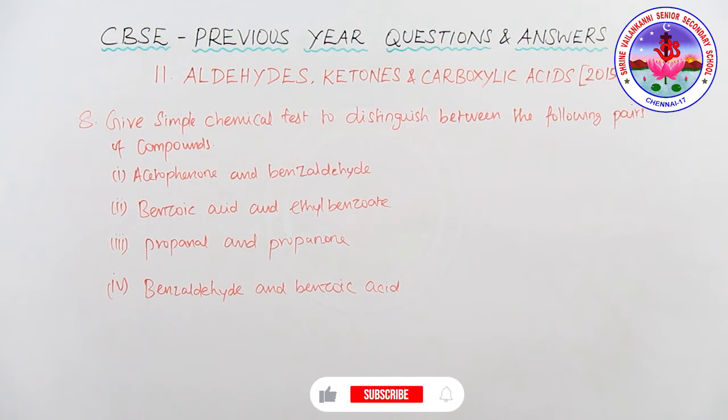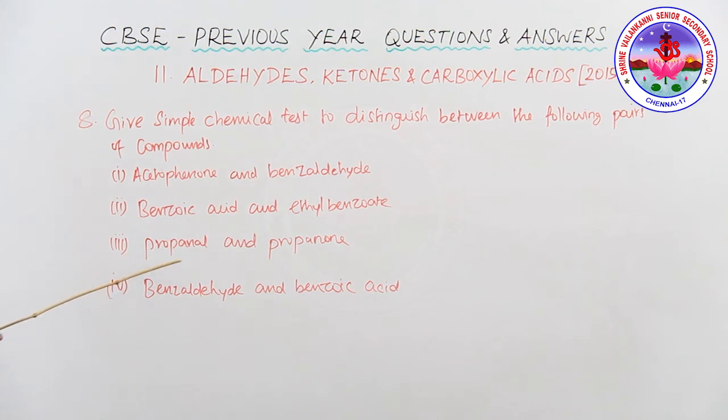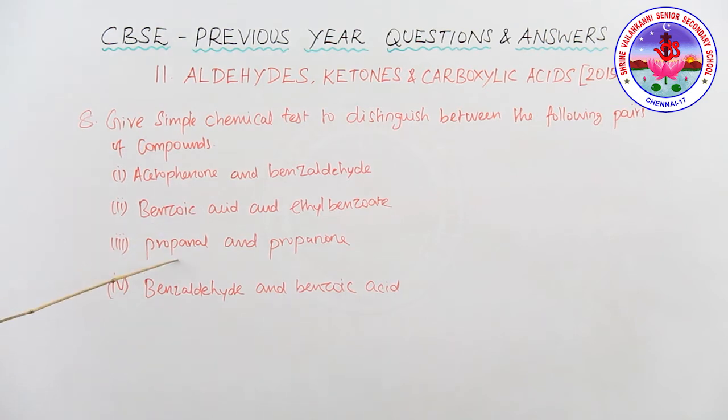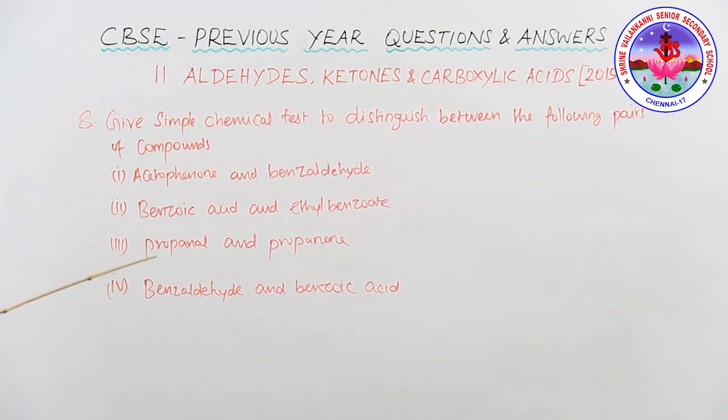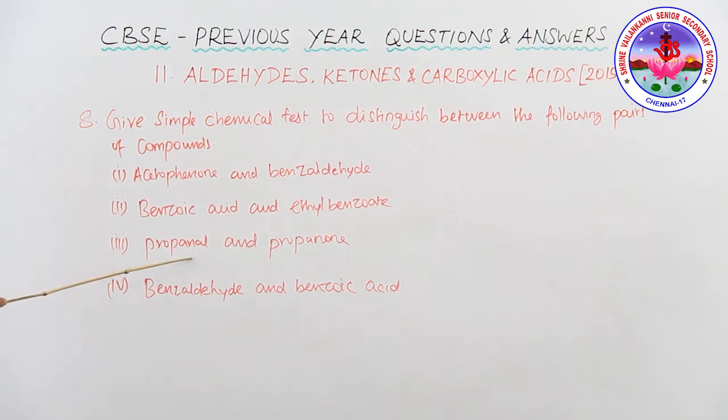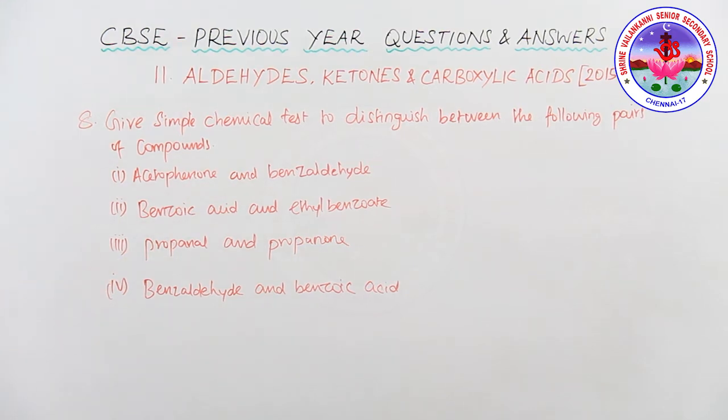Then propanal and propanone. Here we add Tollens' reagent, to distinguish the aldehyde and the ketone. Usually you know that an aldehyde gives the silver mirror test, but a ketone does not. That is why propanal gives the silver mirror test. Propanone does not react with Tollens' reagent.